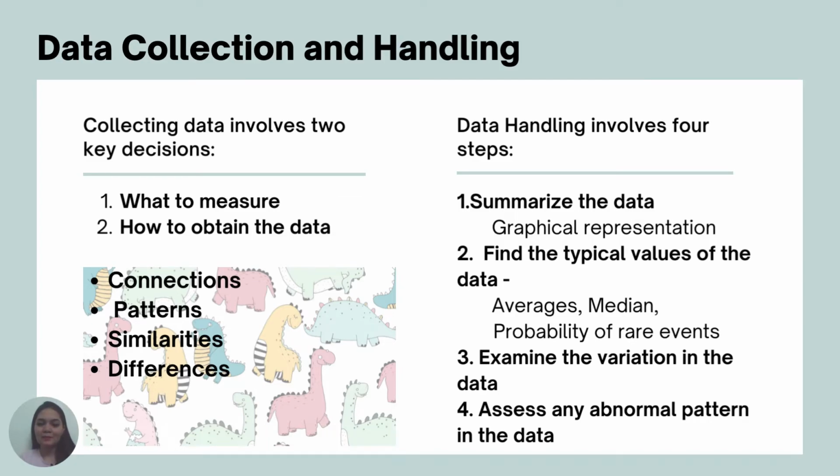The next step comes down to assessing any abnormal pattern in the data. It is interesting to examine any high or relatively distant values from the bulk of data. This does help us in finding the probability of the rare events or the corner cases.